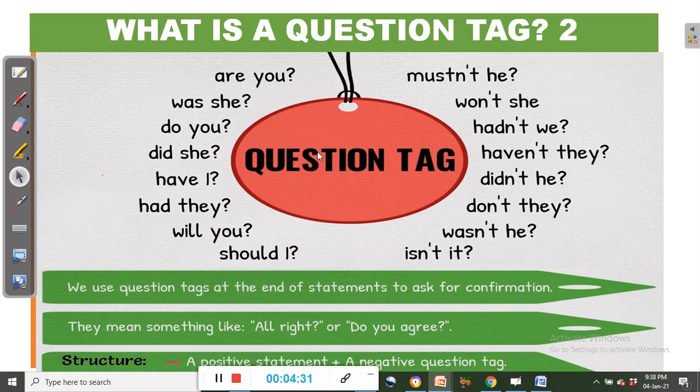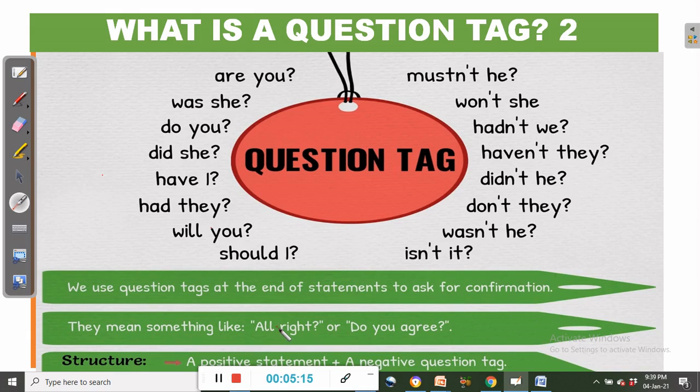Now, a question tag, as you can see here, uses different forms of auxiliary verbs, and where you have a main verb in the statement, of course, you can always use the appropriate form of do in the question tag. So here we use question tags at the end of statements to ask for confirmation, as already mentioned. They mean something like all right or do you agree?